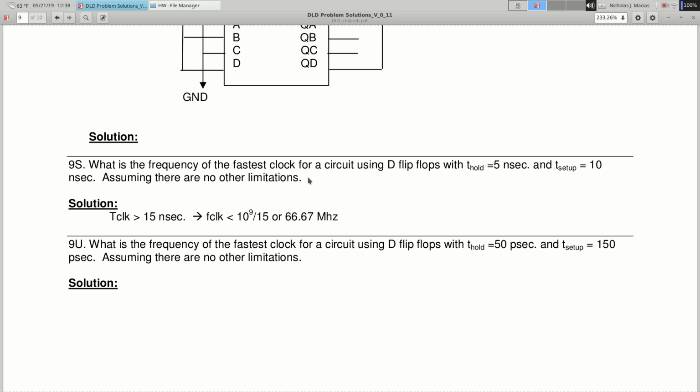So that's what's being done here in this example. We're ignoring propagation delay. Hold time is 5, setup time is 10. That's a total of 15 nanoseconds. Your clock period, T clock, has to be at least 15, and so your frequency has to be less than 1 over 15 nanoseconds, right, which is 10 to the 9th over 15, so 66 megahertz.